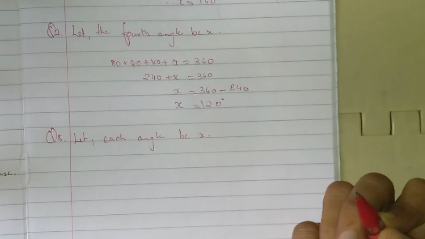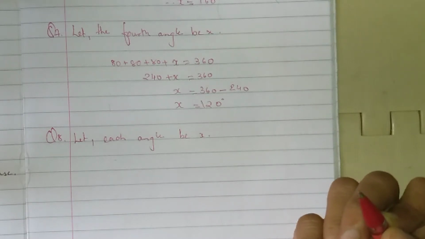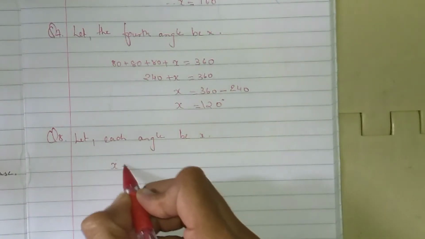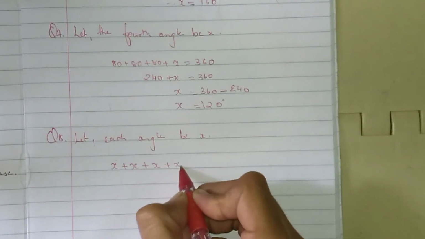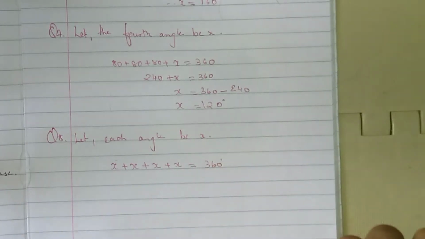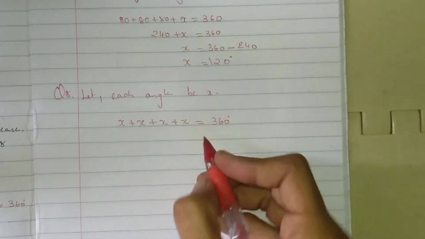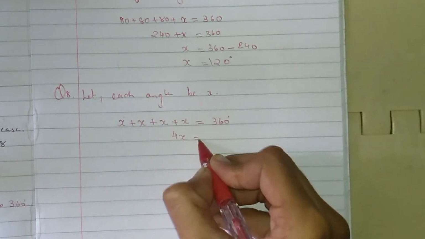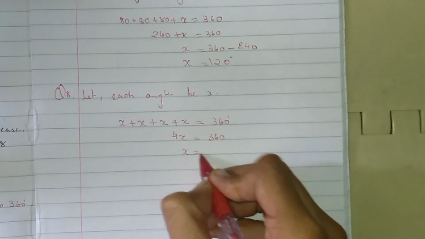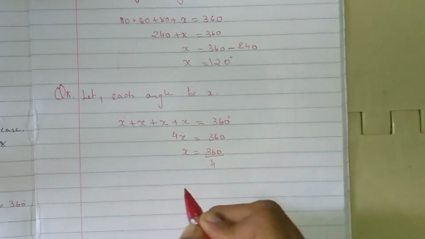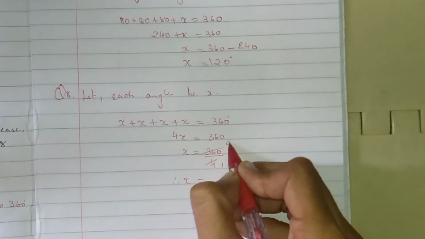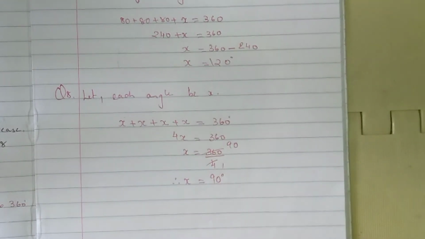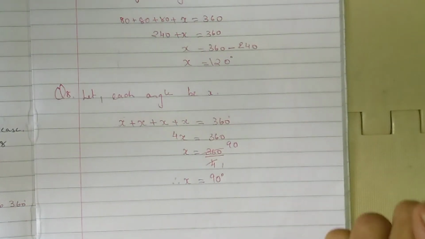Now here also we know the sum of angles of a quadrilateral equal to 360. Each angle is the same, so x we will add 4 times equal to 360. So 4x equal to 360. x equal to 360 upon 4. Therefore x equal to 90 degree. So the measure of each angle is 90 degree.